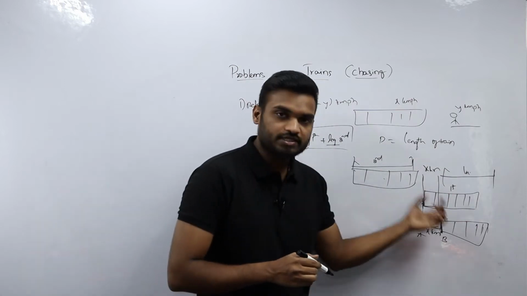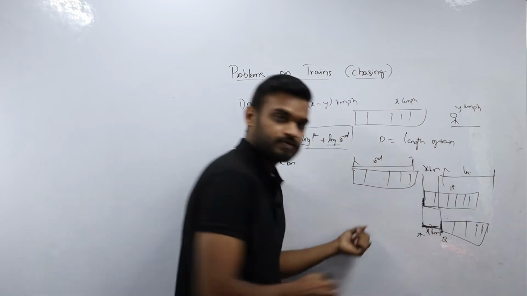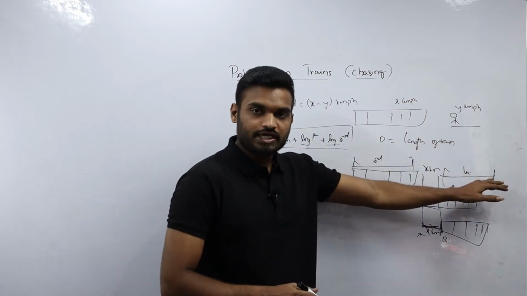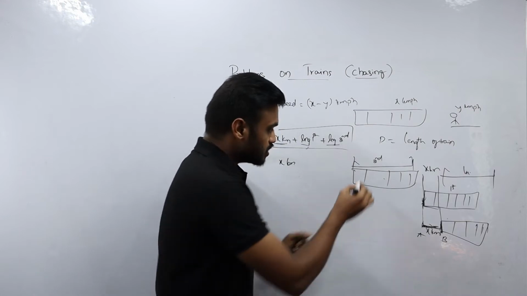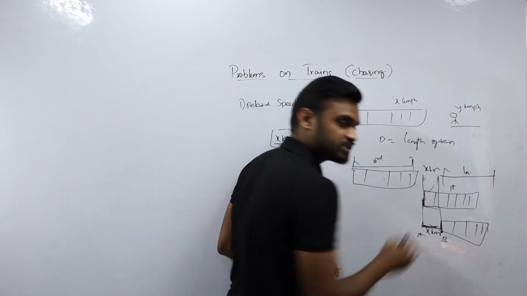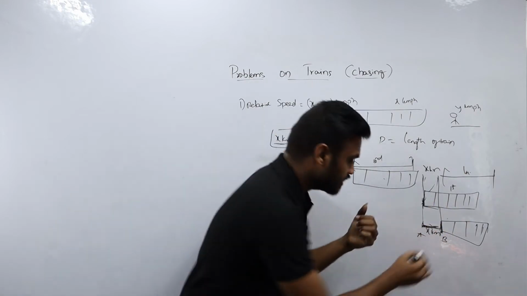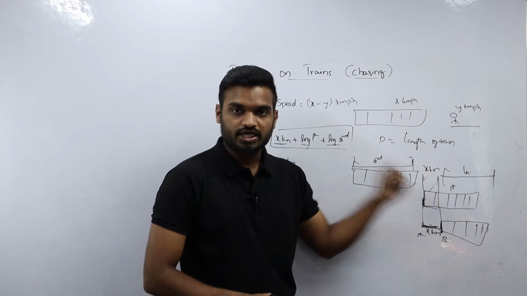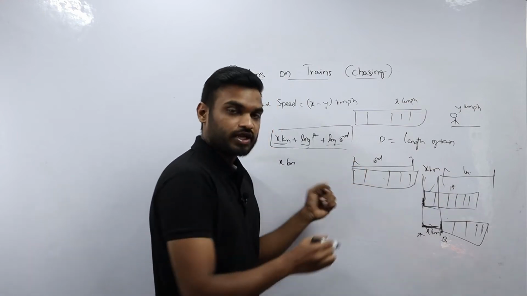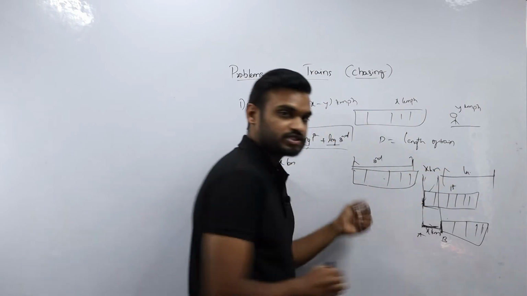Here the first train is not covering the total length of the train. The first train is covering only x kilometers. Now in order to overtake the first train, the second train is covering the total length of the first train and the total distance covered by the first train, and also the total length of the second train. Here the first train is covering only a certain distance, that is x kilometers, but not the total length of the train. But the second train is covering the total length of the first and second train and also the total distance covered by the first train.